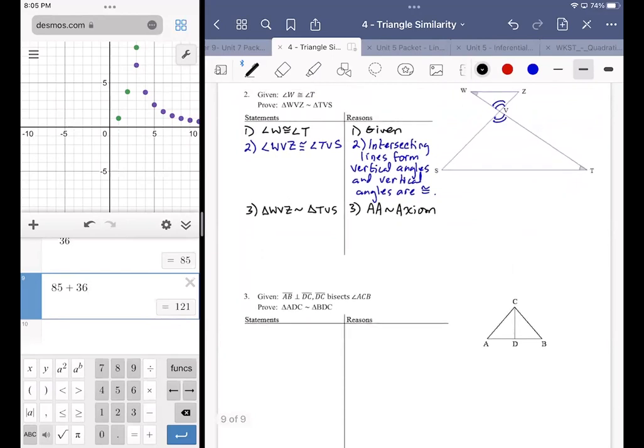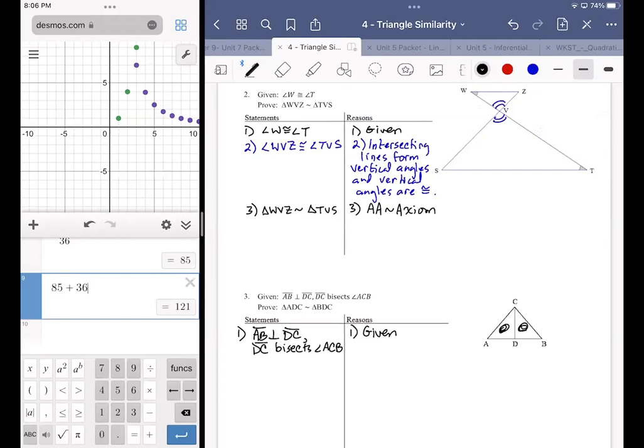So then in number 3, we have a perpendicular relationship: AB perpendicular to DC, DC bisects angle ACB. There's a lot going on there, but I want to get that given into my statement of reasons chart. So AB perpendicular to DC. BC bisects angle ACB. Those are my givens. We're looking to show that these triangles are, I keep saying congruent, similar to one another.